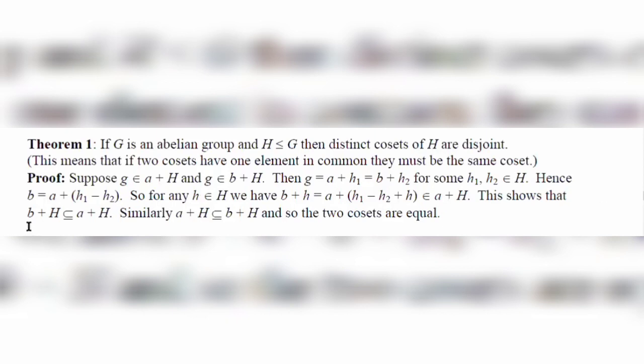This shows that b plus H is a subset of a plus H. Similarly, a plus H is a subset of b plus H. So these two cosets are equal, right? So let's move toward the next theorem.